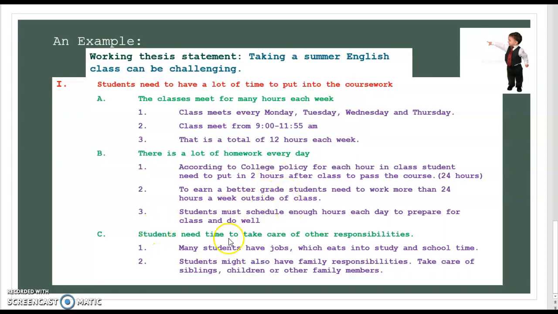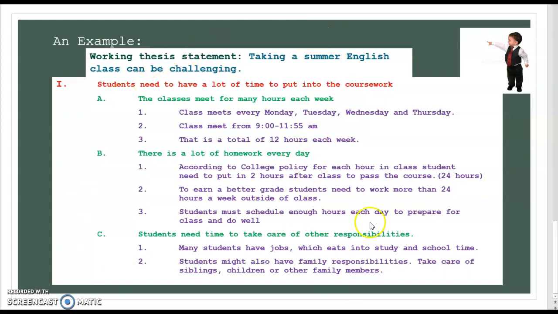My final major support about other responsibilities is where I get specific about what those other responsibilities might be. So many students have jobs, so that's going to take up time. Or you also might have family responsibilities. People also have to eat and sleep and travel and so on and so forth.